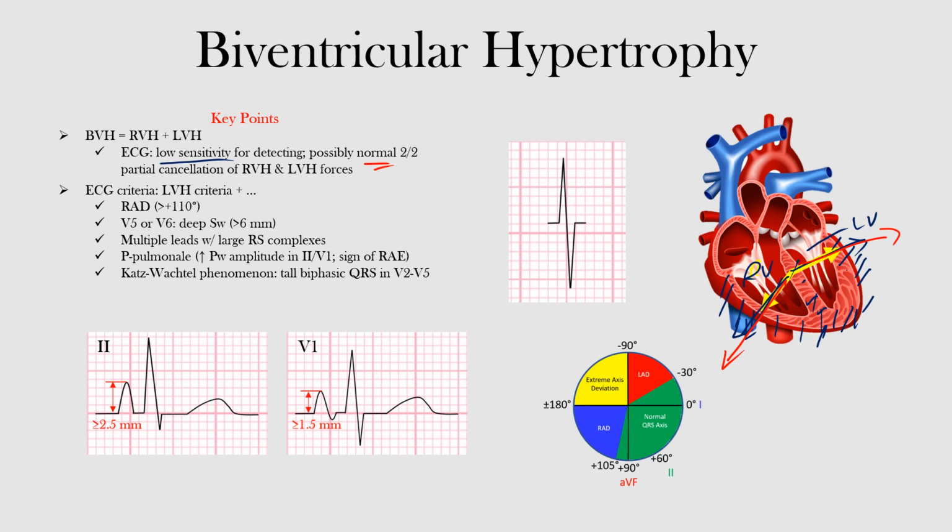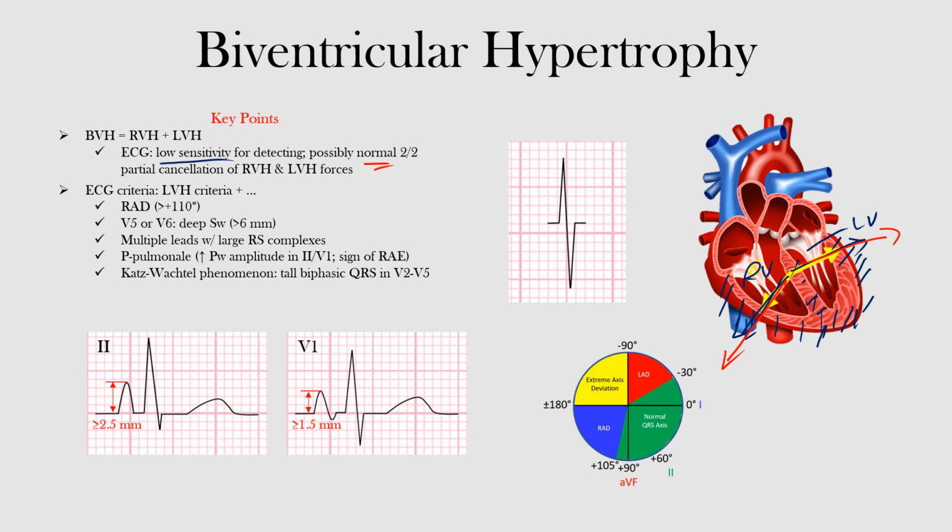So first off, the EKG must suggest left ventricular hypertrophy, and if we see that, we should suspect concomitant right ventricular hypertrophy if we see the following: right axis deviation, which is greater than positive 110 degrees, which never occurs in left ventricular hypertrophy. We should also see deep S waves greater than 6 millimeters in lead V5 or V6, large RS complexes in multiple leads, and P pulmonale, which is a sign of right atrial enlargement. We won't go through all the criteria for left ventricular hypertrophy.